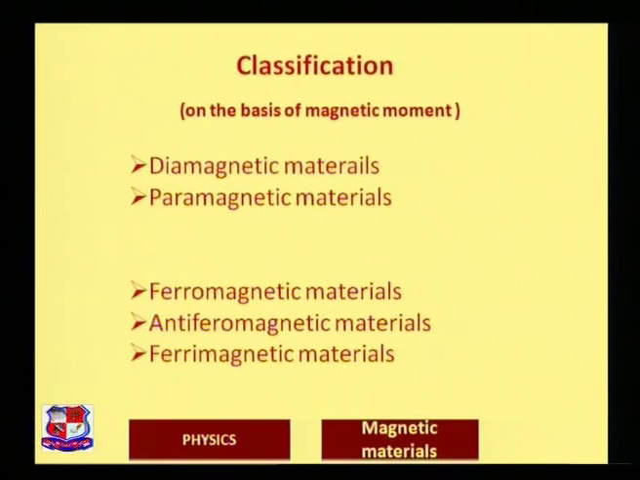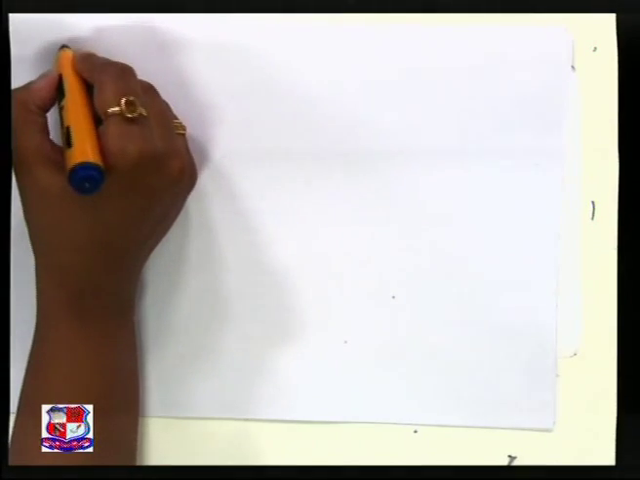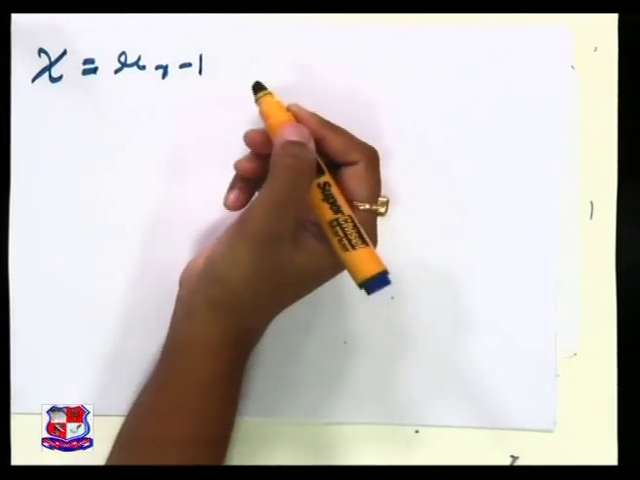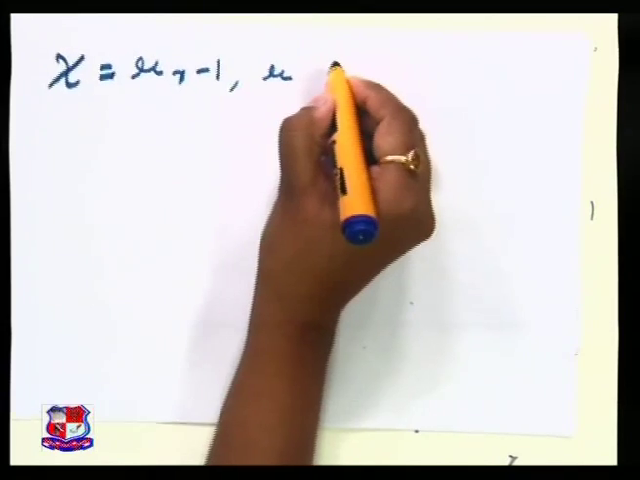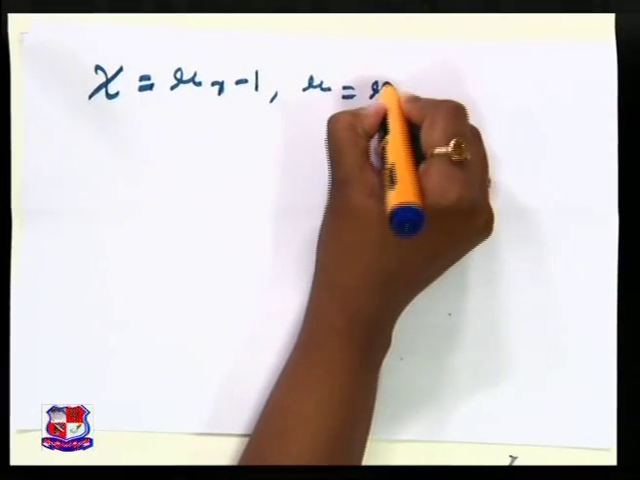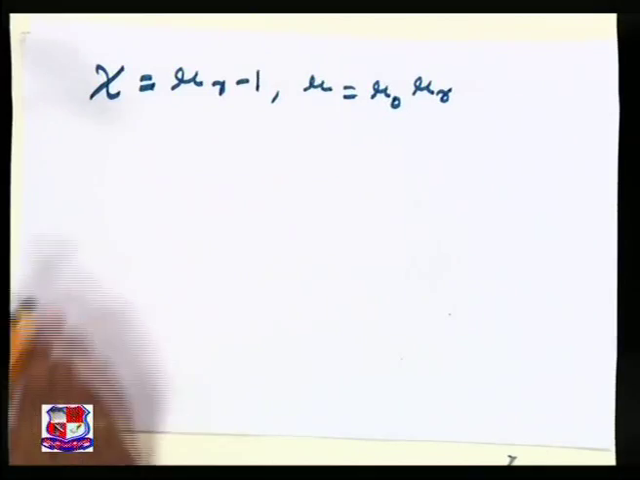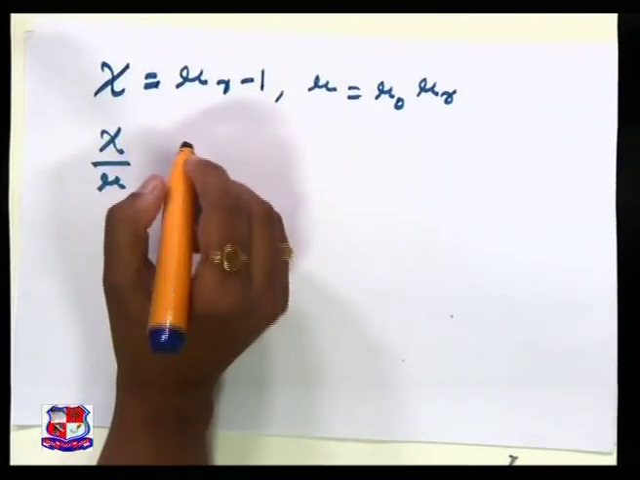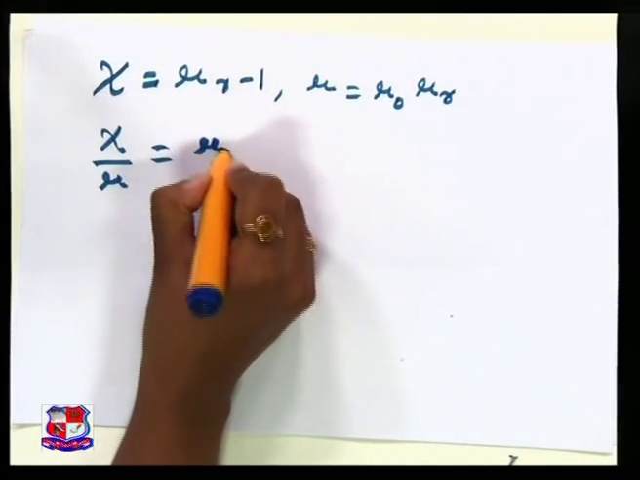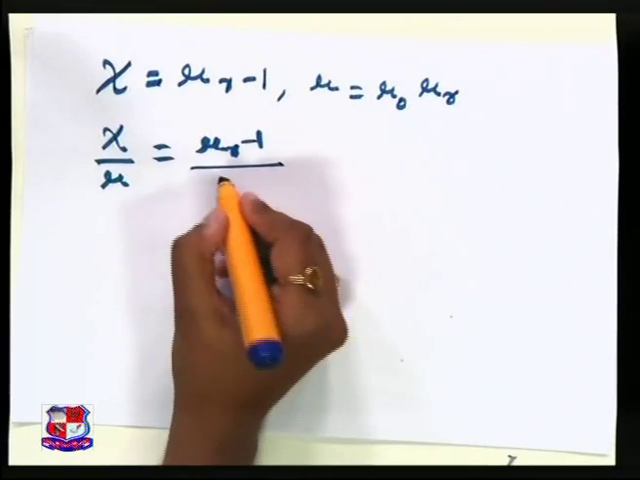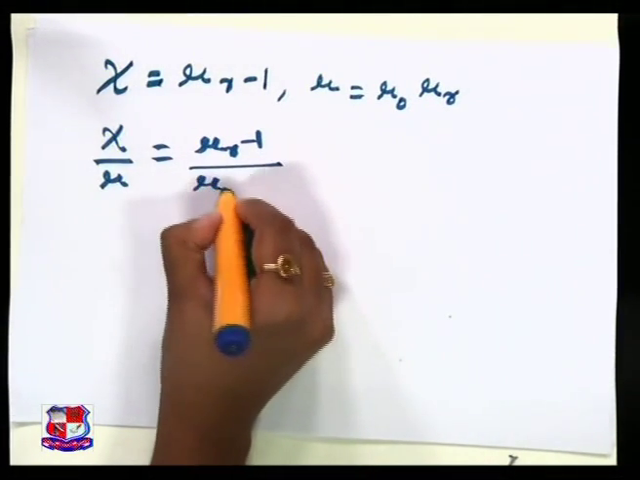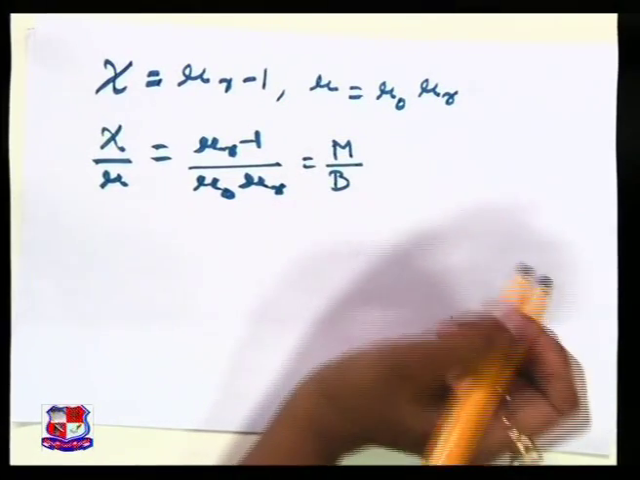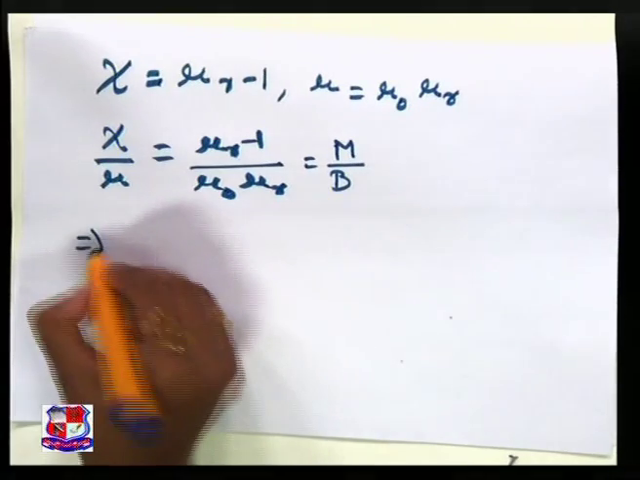But mu r has a typical relationship with chi. Chi is equal to mu r minus 1, and also mu is equal to mu 0 mu r, right? So if we substitute this value, that is chi by mu is equal to mu r minus 1 in the place of chi, and mu, that is mu 0 mu r, which is equal to m by b according to the first equation. So now what will I get?